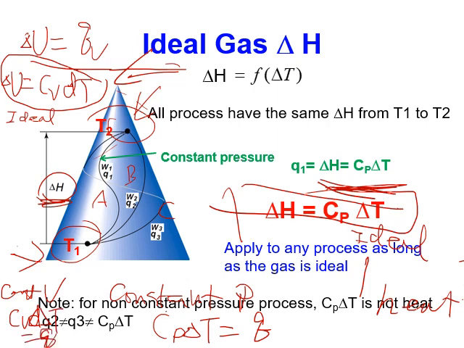Okay, so constant pressure, all right, then Cp delta T is heat. But even for constant volume, Cp delta T is not heat, but it's still delta H. You can calculate delta H by Cp delta T for constant volume, constant pressure, for any other process.